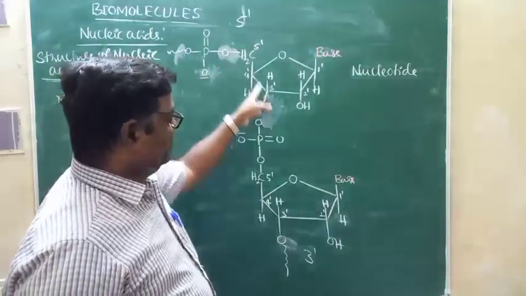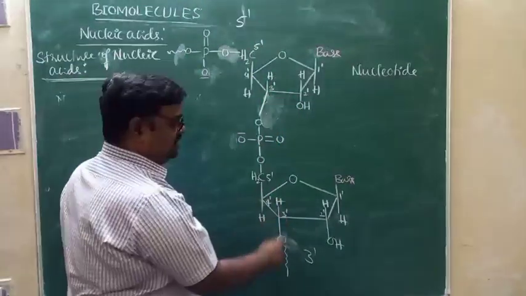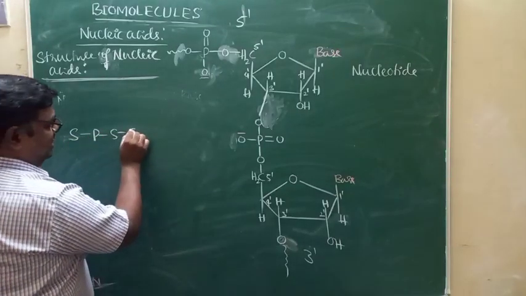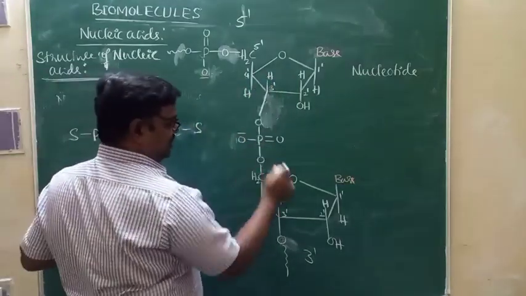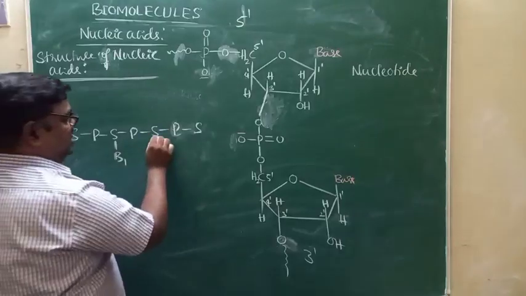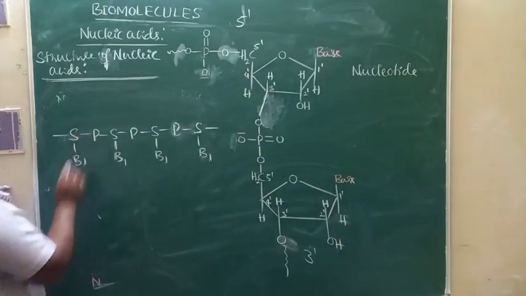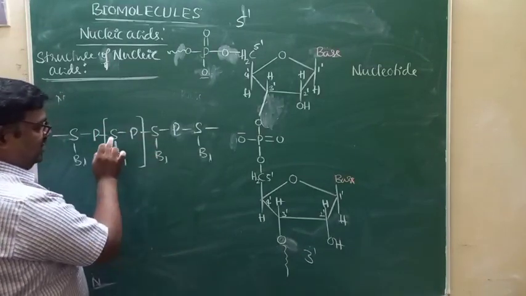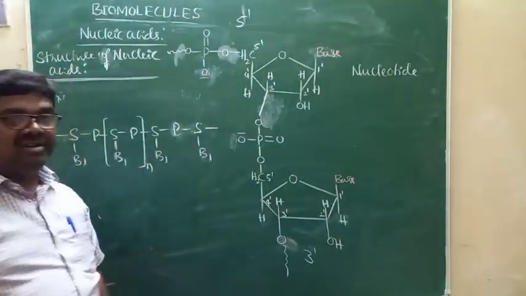Just observe this particular nucleic acid. This particular nucleic acid is characterized by a sugar phosphate backbone, in which bases are attached to sugar units. So the repeating unit, what we call the nucleotide, will be this one: base attached to sugar and phosphate. This is the repeating unit, and of course, this is the simplest version for the representation of nucleic acids.